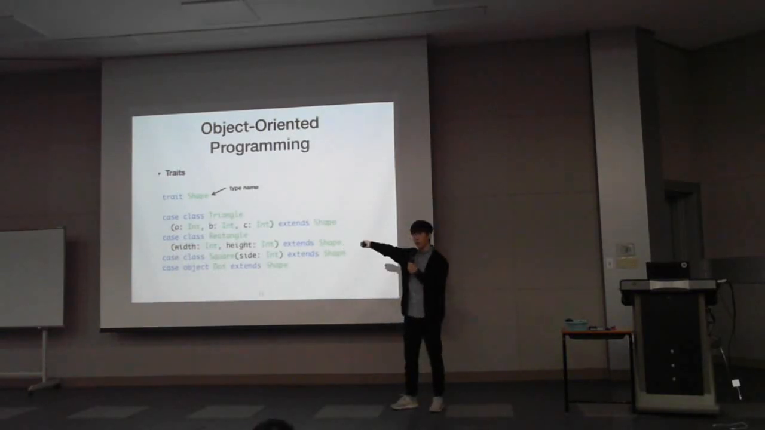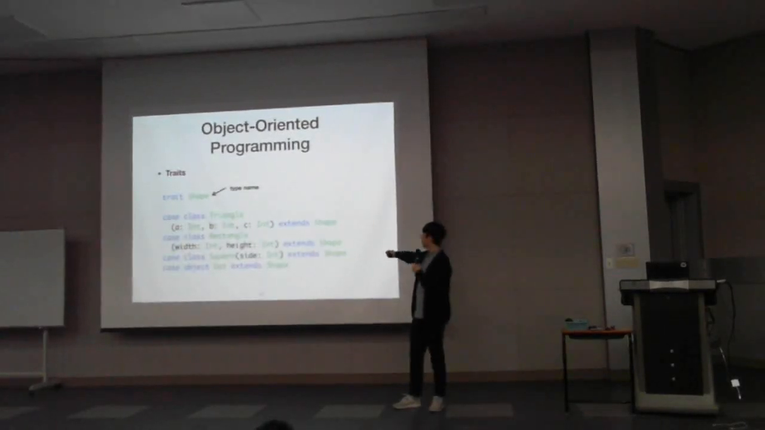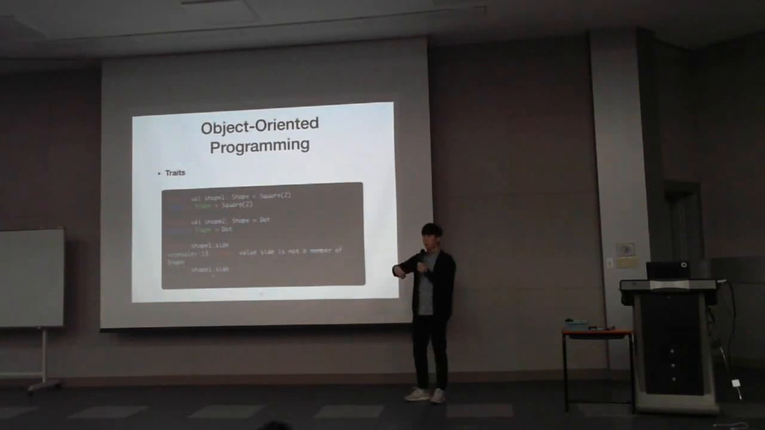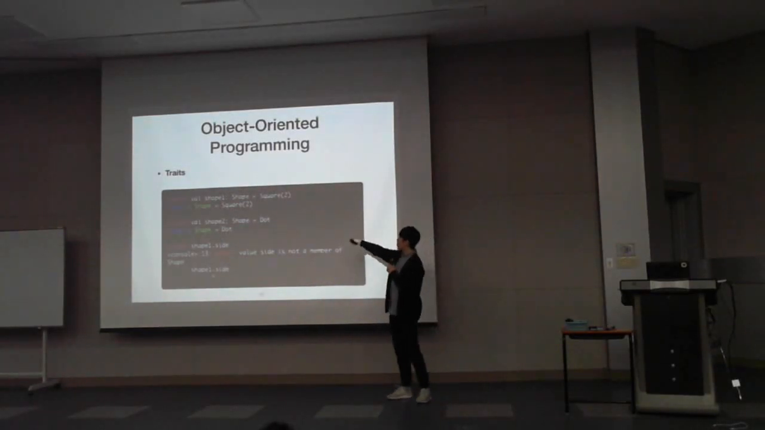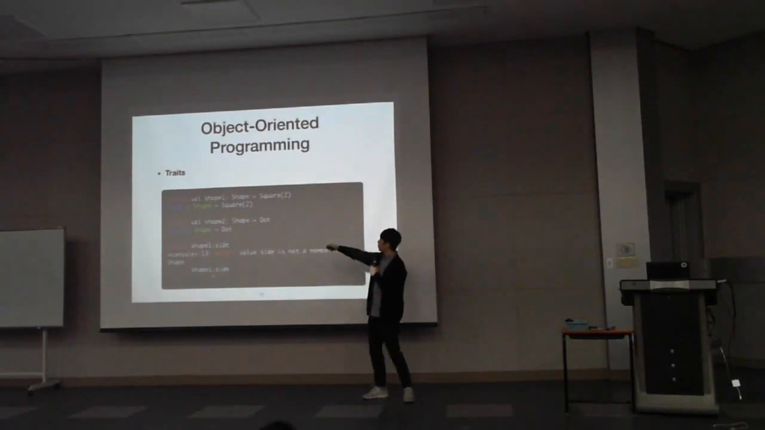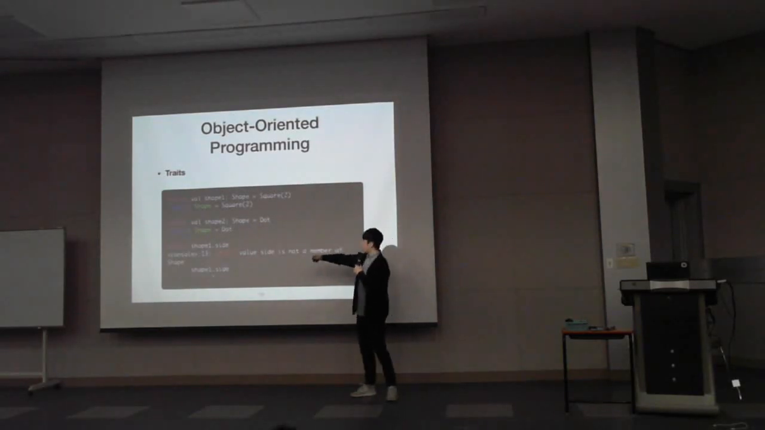So we define a new type, Shape, and you can create a square object like that. It has not only the Square type but also the Shape type, so you can assign it like that. Then the variable shape1 has the Shape type, and shape2 also has the Shape type, and the case object Dot. But you cannot access the side field of shape1, which seems weird.